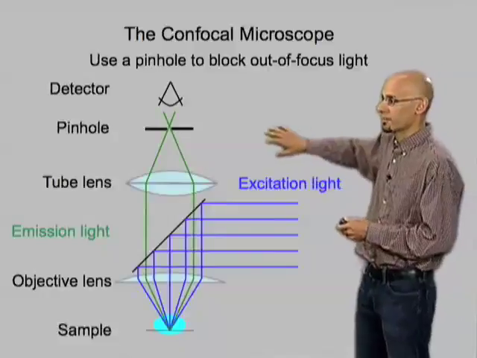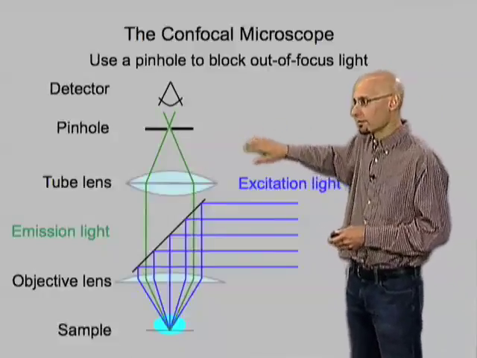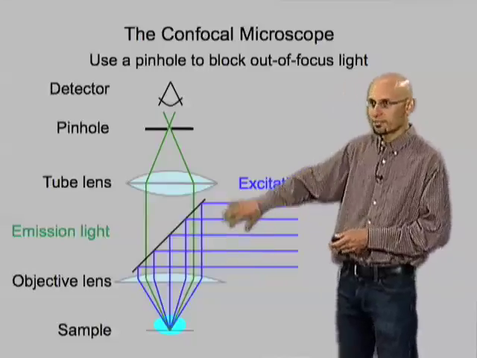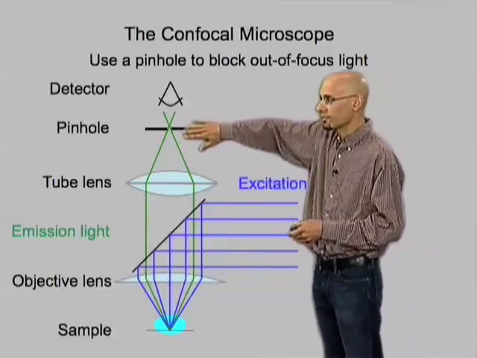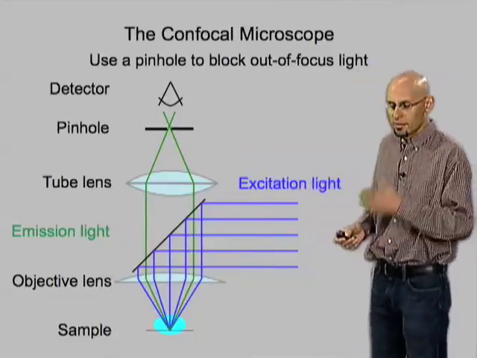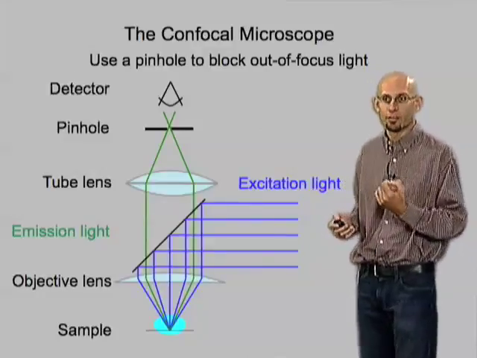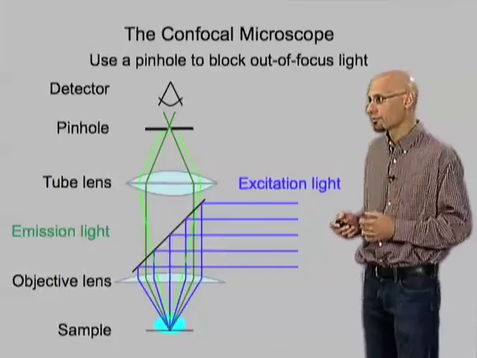It turns out there's a very simple trick to get around this, which is basically to put a pinhole in the microscope here. Again, we've got our single point being illuminated. It excites fluorescence from the focus, and now what we've done is put this pinhole in, and that pinhole will pass the light that comes from that focal point, but it will not pass light that comes from other focal points in the sample.